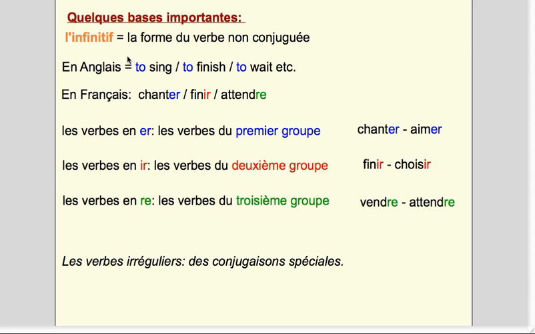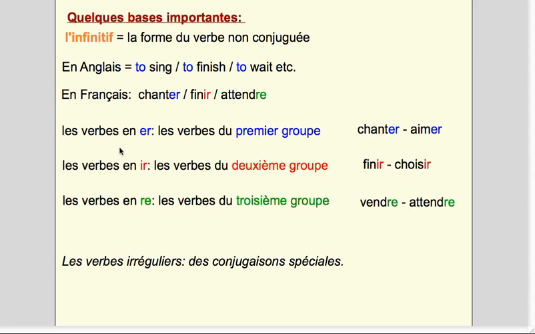So the first important concept is l'infinitif, which in English is the infinitive. It's the same word. When we use that word, we refer to the non-conjugated form of the verb. So in English, an infinitive would be to sing, to finish, to wait, and the infinitive is marked by this little word before the verb, to. In French, you would hear chanter, finir, attendre, and the infinitive of the verb is marked by its ending: er, ir, re. Okay, and we have three different types of regular verbs in French.